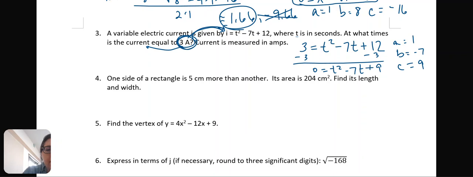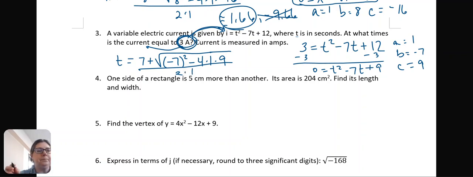So it's a T, so I'll go ahead and use T. It'd be no different than using X, though. So opposite of B would be 7 plus the square root of negative 7 squared minus 4 times A times C, all over 2 times A.